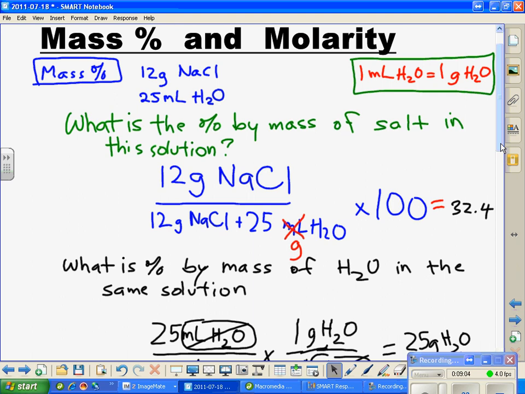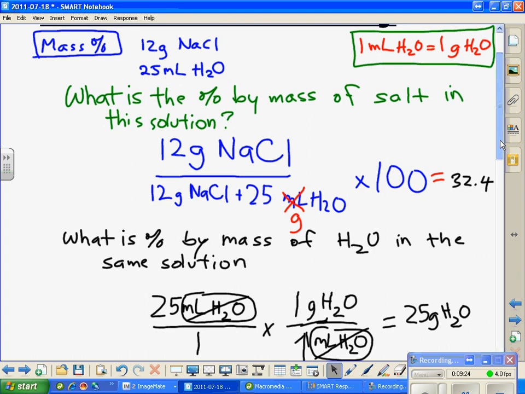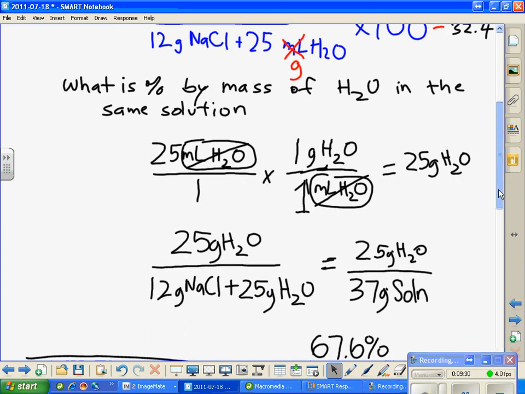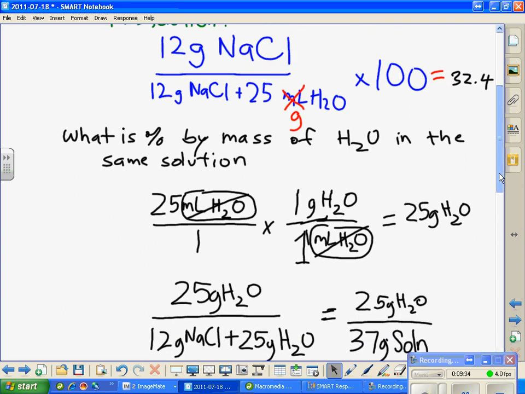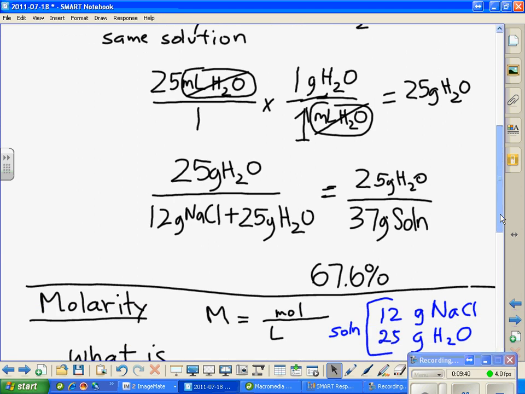It doesn't work for anything else. In fact, this is the definition of a gram. The definition of a gram internationally, everywhere, is that if you have exactly 1 milliliter of water, you will have a mass of exactly 1 gram. Okay? So that allowed us to change the mils of water into grams of water. Then we took the mass of the water over the mass of the water and the salt, and that gave us the percent of water.